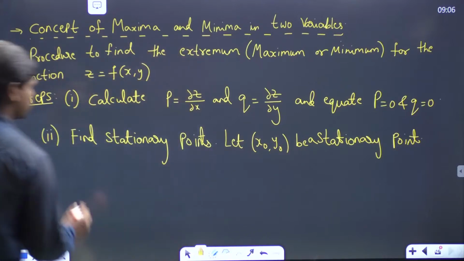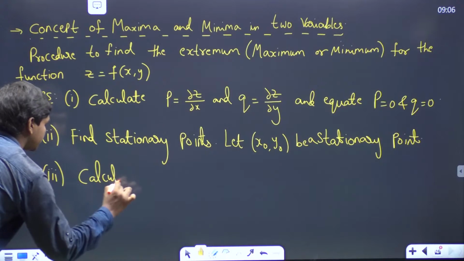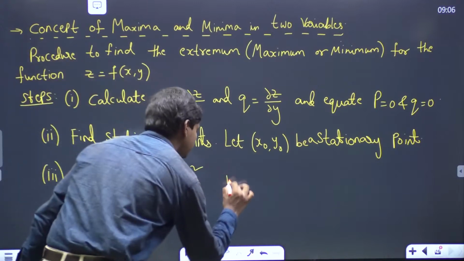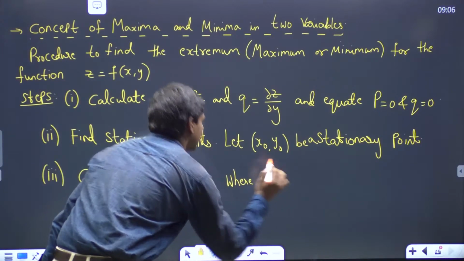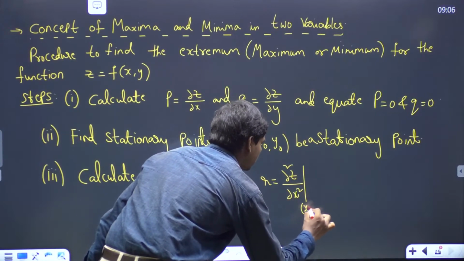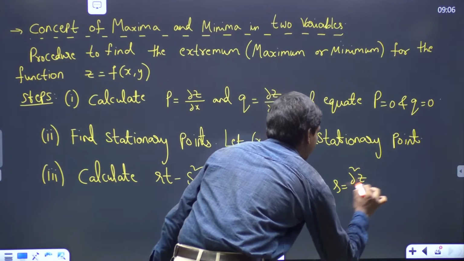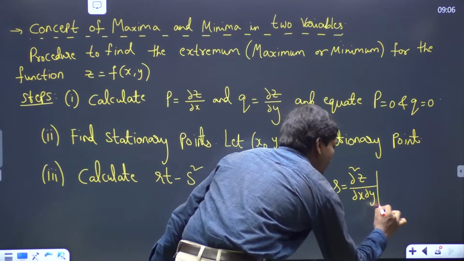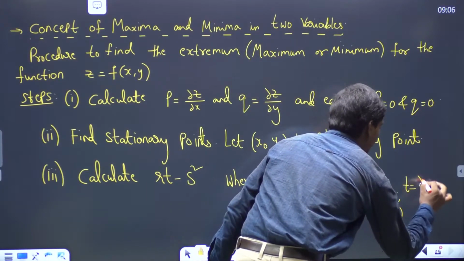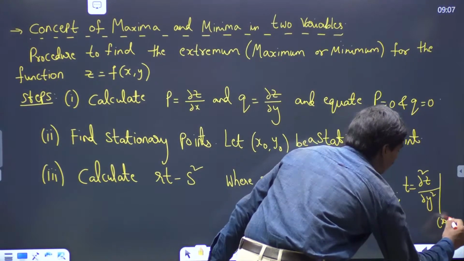Okay, so see here, step 3, calculate RT minus S square, where R is equal to dou square z by dou x square at x0, y0. S is equal to dou square z by dou x dou y, or dou y dou x, at again x0, y0. And what about T? T is dou square z by dou y square at x0, y0.